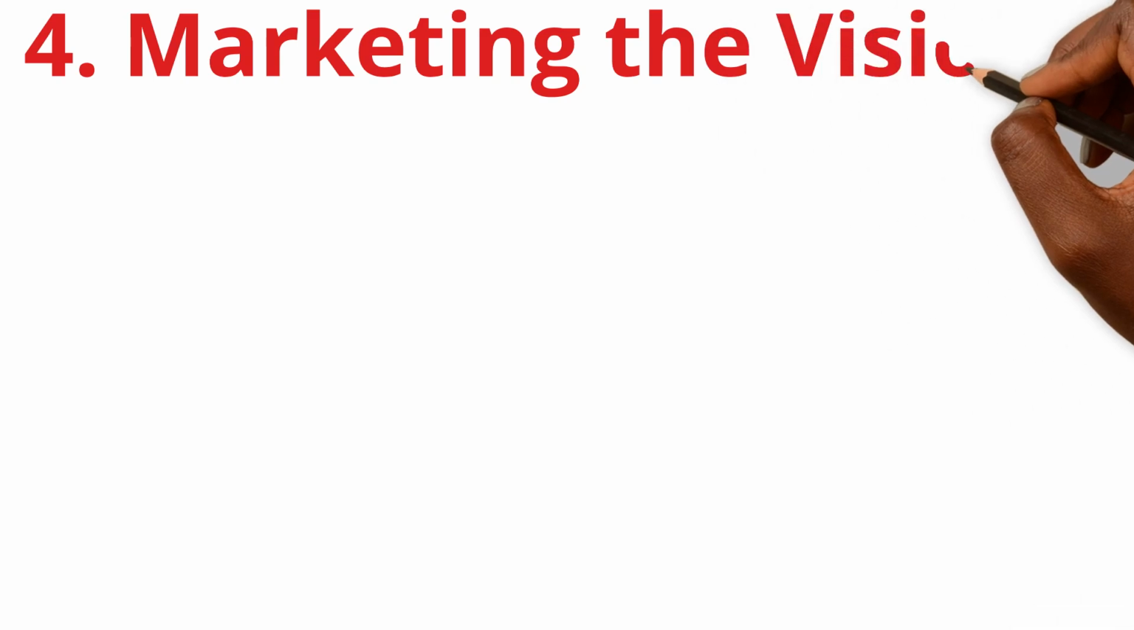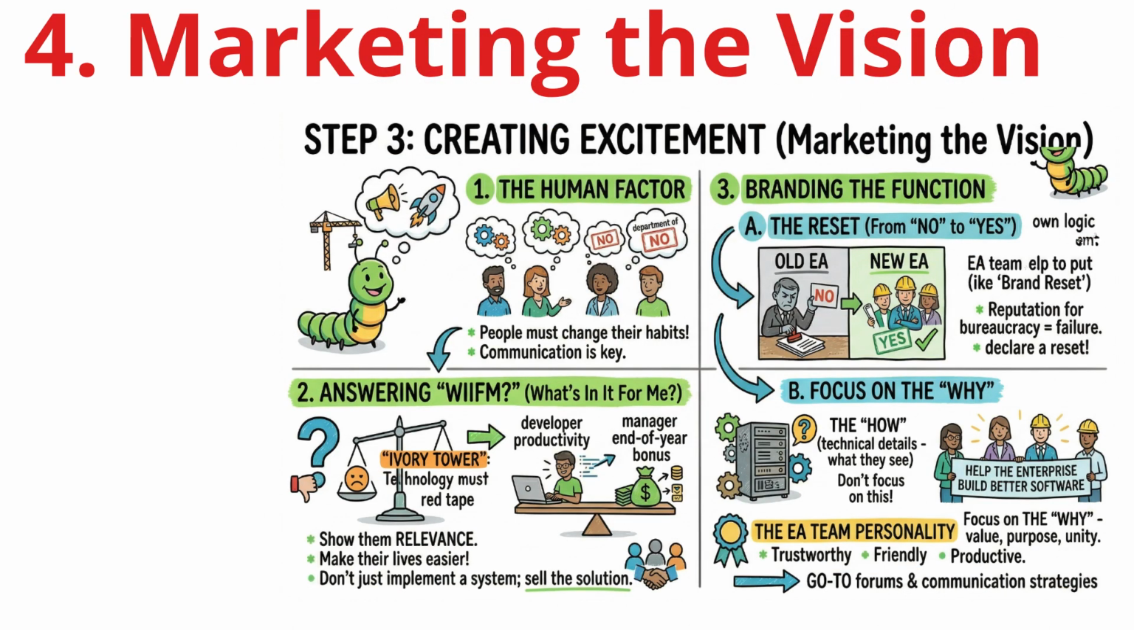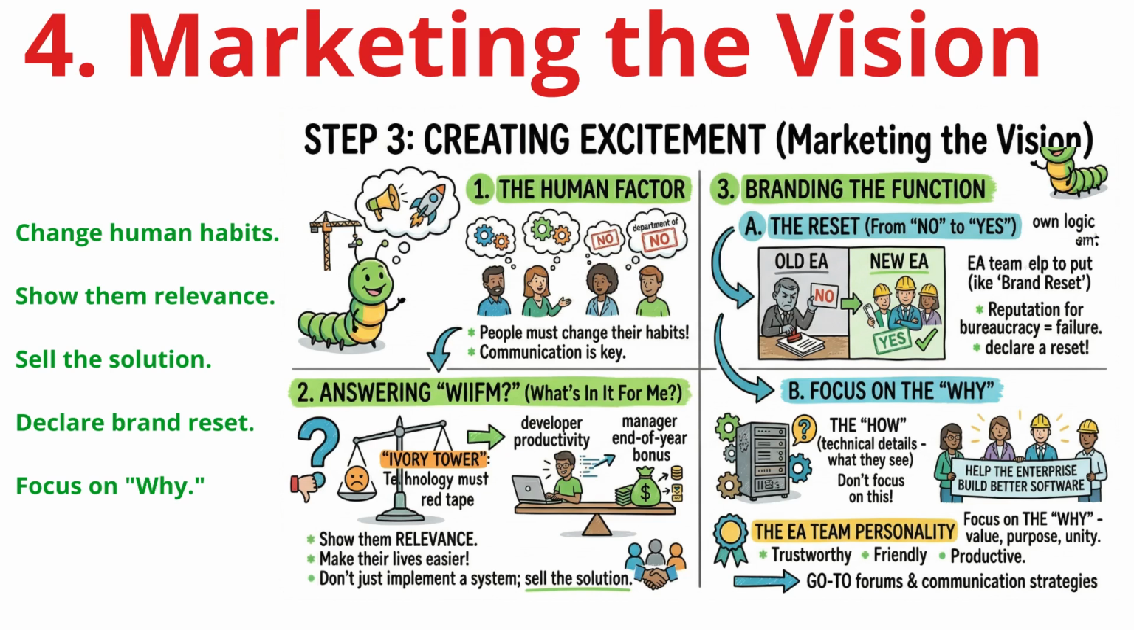Step 3 of the strategy is all about creating excitement through marketing. You can have the most brilliant technical strategy in the world, but if nobody cares, it will fail. Because enterprise architecture depends on humans changing their habits, communication is key. To get people excited, we have to answer the question, what's in it for me? We must prove relevance by tipping the scales away from frustration and red tape. If a new standard makes a developer more productive or helps a manager hit their bonus, you aren't just implementing a system, you are selling a solution that makes their lives easier.